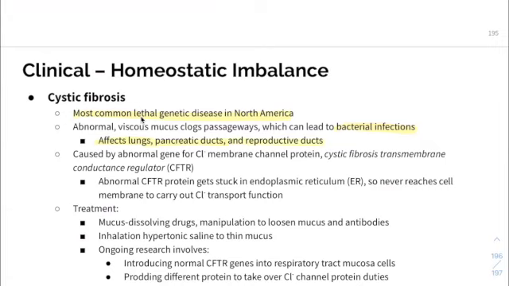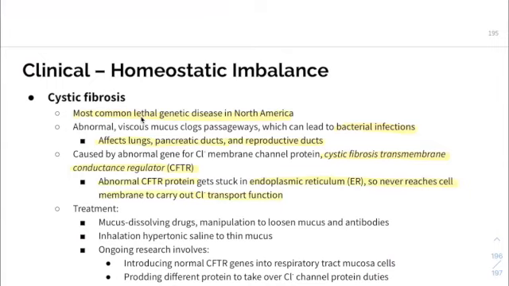We have a gene, cystic fibrosis transmembrane conductance regulator, CFTR. If we have an abnormal CFTR protein, it gets stuck in the endoplasmic reticulum so it never reaches the cell membrane to help with chloride transport.